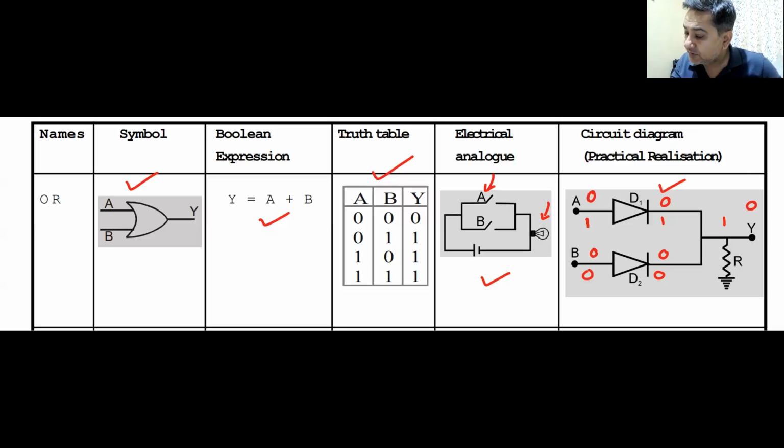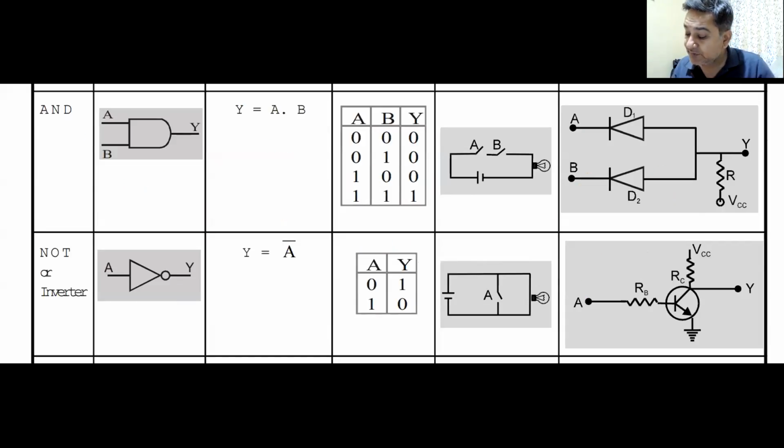Okay. So there is a description given, and this is the description for the other gates. This is the description for the AND gate. The other one is the description for the NOT gate or the inverter gate. Do we understand this? When both of the switches are on, then only the lamp is on. We understand this? Yes, sir. That is the electrical analog.